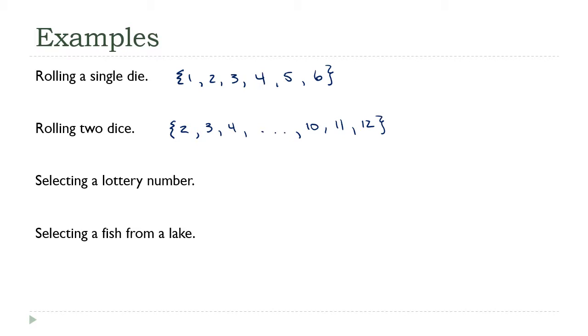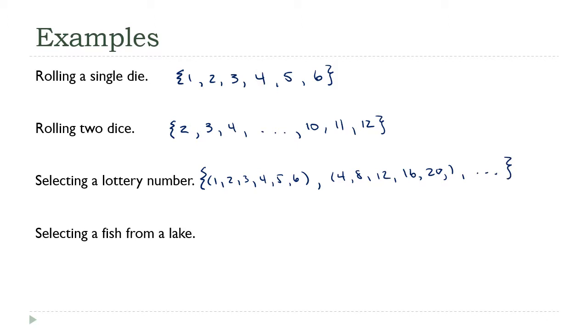How about selecting a lottery number? This one, it's hard to write the sample space because not all lotteries are the same. But if we think about a basic lottery, you have 40 numbers and you have to pick six of them. Now the sample space is going to be huge. The number of combinations of six numbers that I can choose from 40 is pretty darn large. So I wouldn't want to try to write them all down, but they would be things like 1, 2, 3, 4, 5, 6. That would be one possible outcome. Another outcome would be 4, 8, 12, 16, 20. And like I said, I don't want to finish this here, because there's a lot of them.